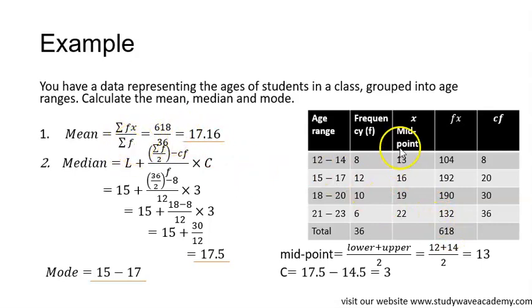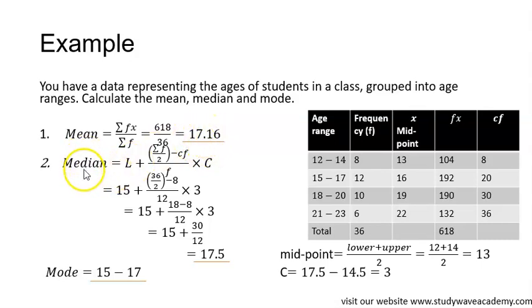the sum of the frequency. We are going to add everything in the frequency. 8 plus 12 plus 10 plus 6. When you add everything here, it's going to give you 36. Okay, so we have 618 divided by 36. 618 divided by 36 is going to give you 17.16. Okay, so our answer is 17.16. So this is our mean.